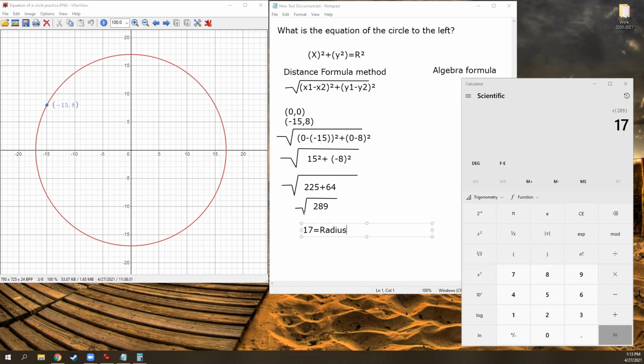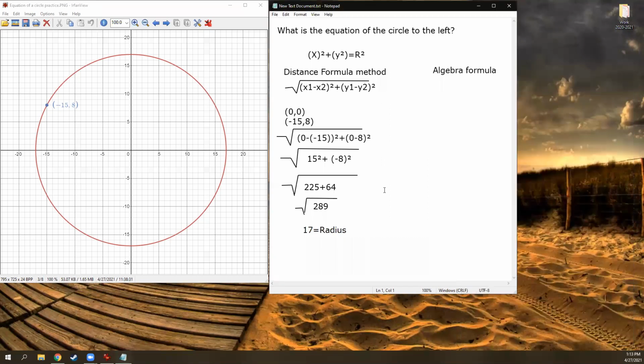That is one way of solving this. If you're comfortable with the distance formula, you can plug in 2 points and work it out, then perfect. Go ahead and do that. It's going to work. Any point on a circle can be used to find its radius if you know the center. If you know the center and any point, then you can find the radius using the distance formula. Well, let's look at the algebra method.